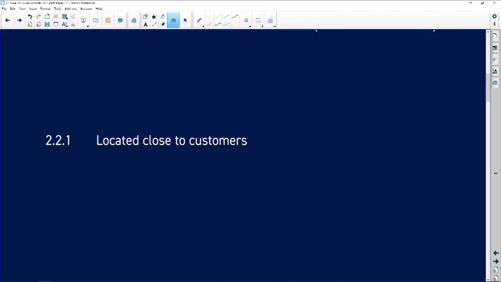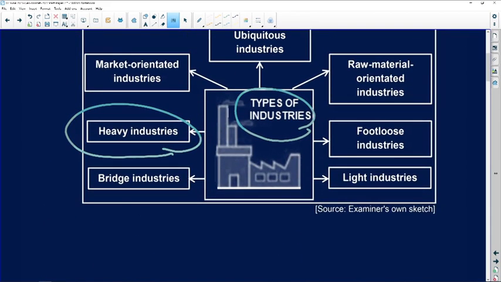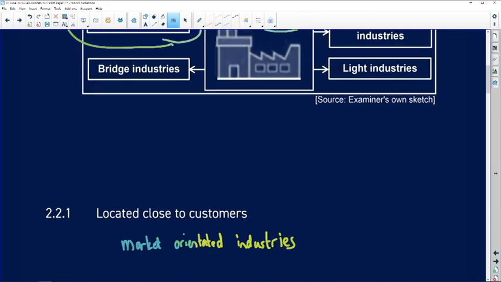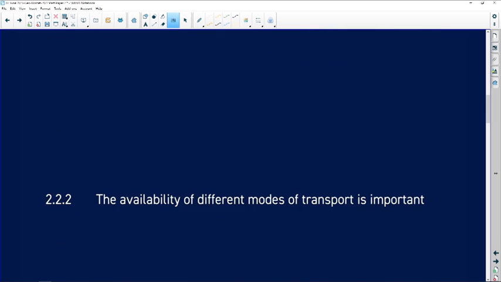Now, if you look at 2.2.1, located close to the customers, that will be a market-orientated industry, to be able to sell their goods or their services to the customers. So we can erase that one right over there. If we look at 2.2.2, the availability of different modes of transport is important. That will be bridge industries.